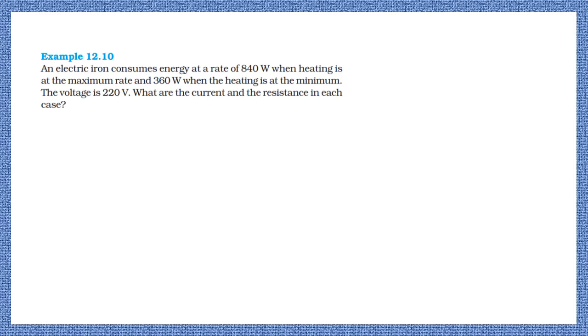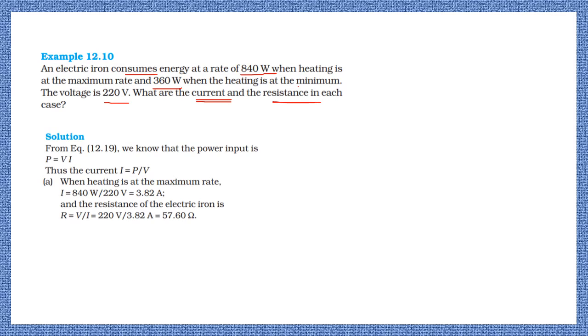This numerical is given in your book. Let me read it for you. An electric iron consumes energy at a rate of 840 watt when heating is at the maximum rate and 360 watt when the heating is at minimum rate. The voltage is 220. Now what are the current and the resistance in each case? What you have to find out? Current I and resistance R.